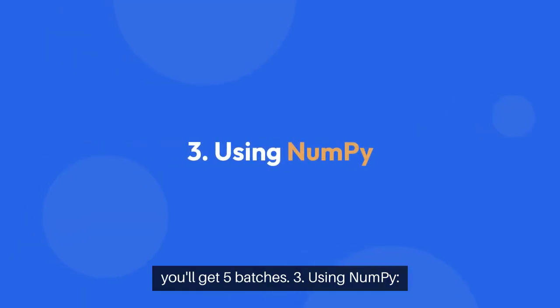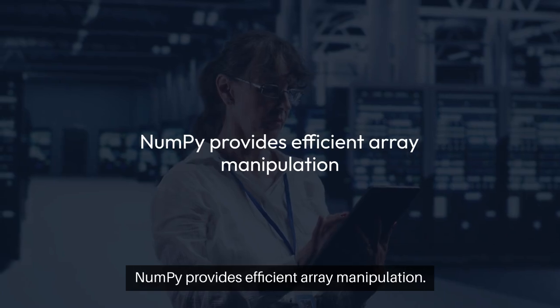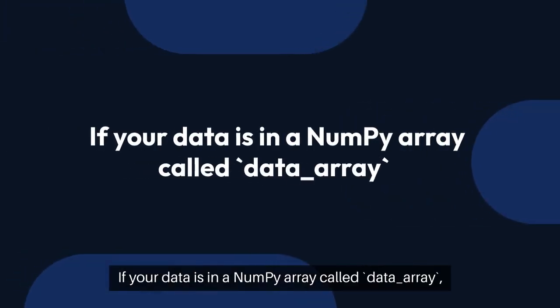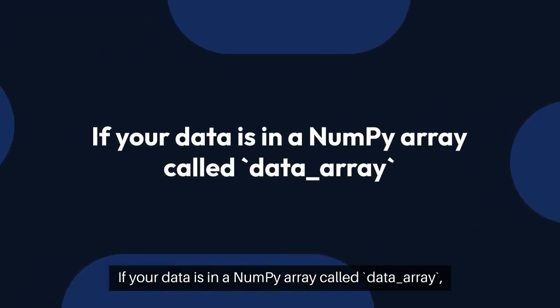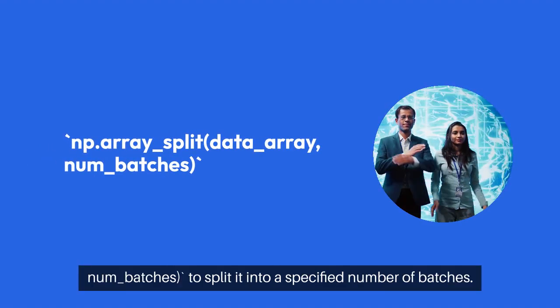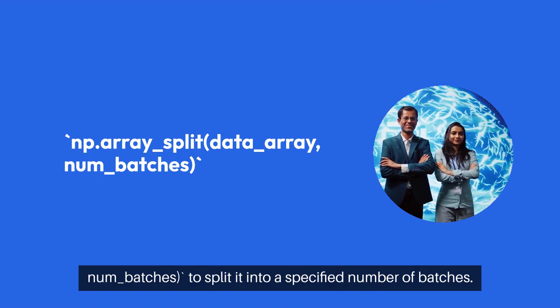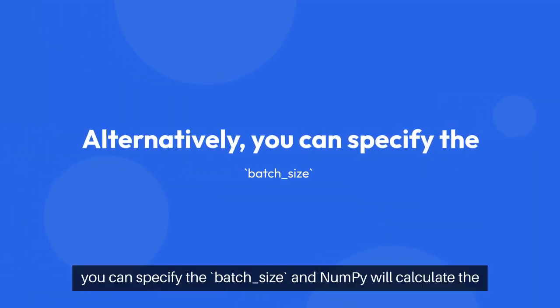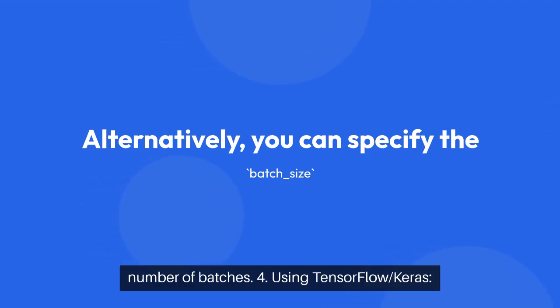3. Using NumPy. NumPy provides efficient array manipulation. If your data is in a NumPy array called data_array, you can use np.array_split(data_array, num_batches) to split it into a specified number of batches. Alternatively, you can specify the batch size, and NumPy will calculate the number of batches.